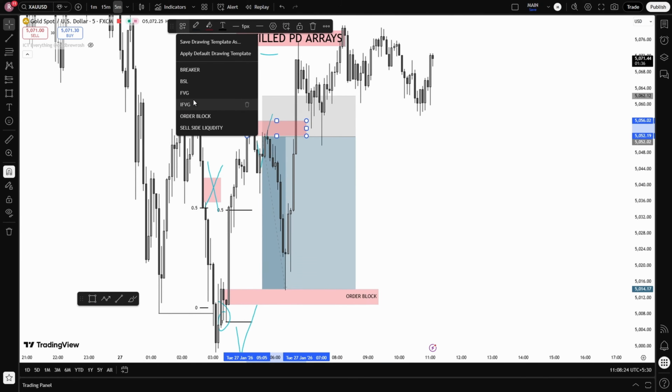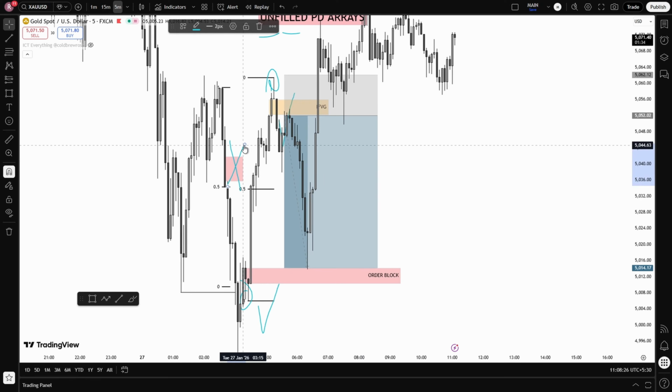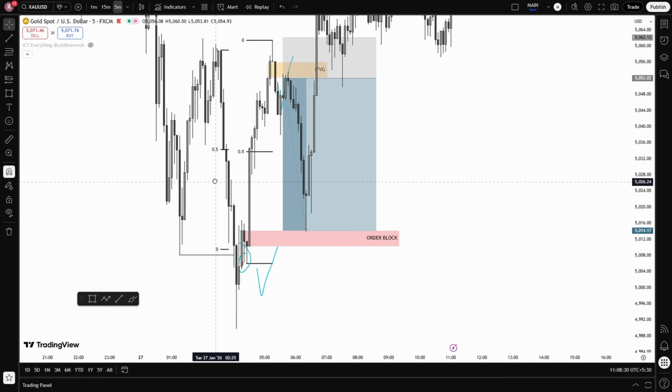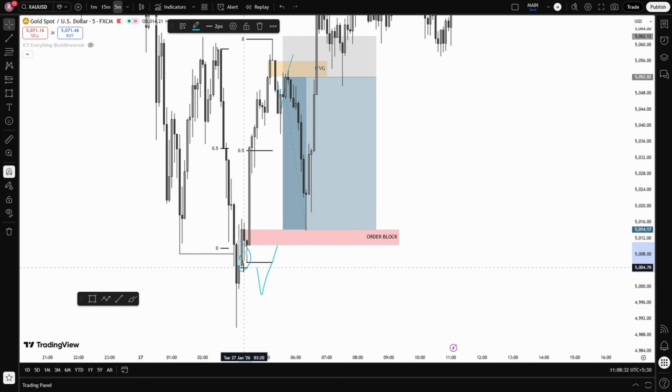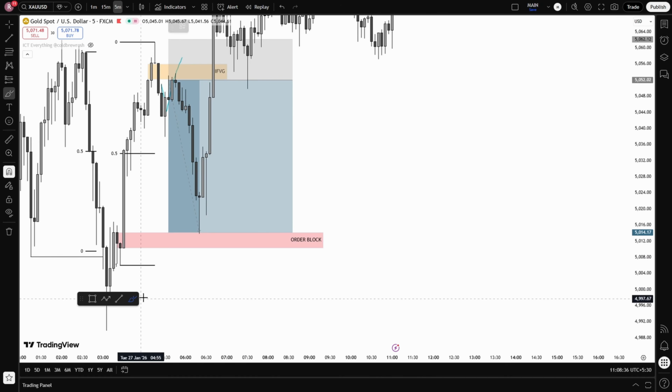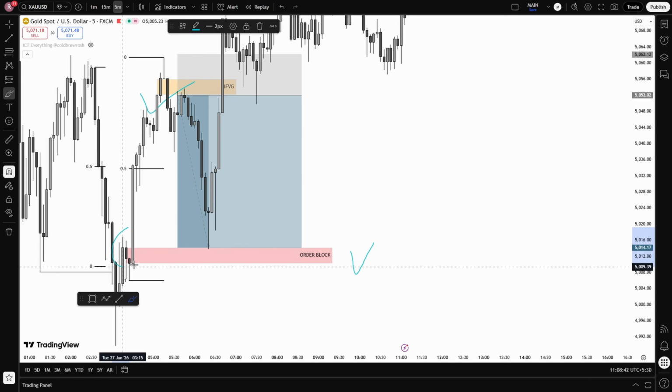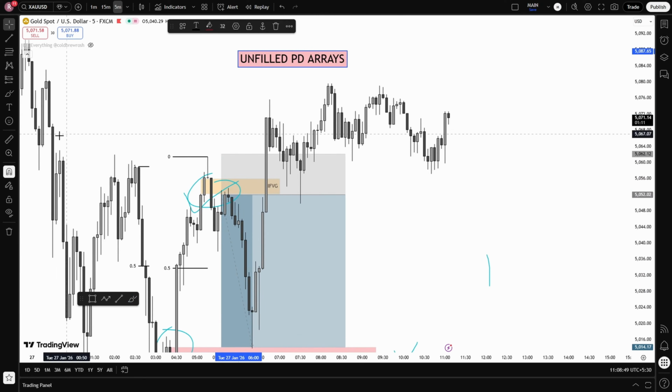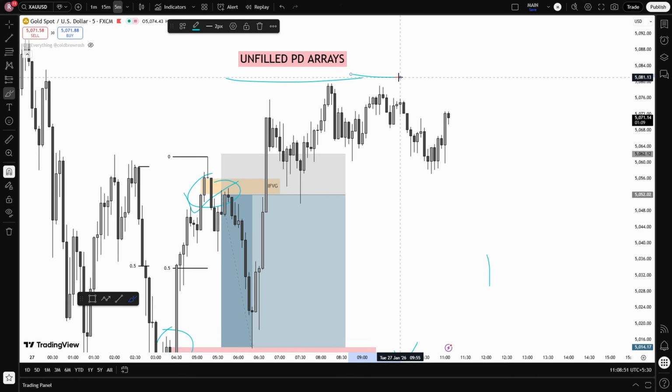Now let me make something very clear. Unfilled PD arrays can be anything, depending on the entry model you use. It can be a fair value gap. It can be an inverse fair value gap. It can be an order block. It can be a breaker block. Any PD array that forms in price and does not rebalance or mitigate immediately can be considered an unfilled PD array. You can think of these as breakaway areas where price moved with strength and never came back to rebalance.